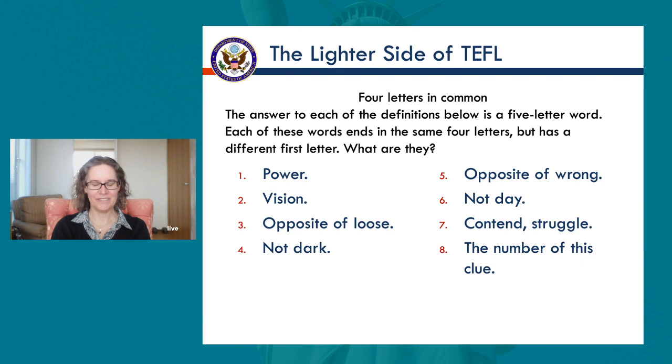Oh, I see lots of good answers. So number six, not day, is night. Number two, vision, is sight. All right, excellent. The best one, and the one that gave it away for me immediately, was the last number. Number 8, the number of this clue, which is 8. As soon as I read that, I realized what the five-letter word was, and then what the last four letters were, and how to find the first ones.